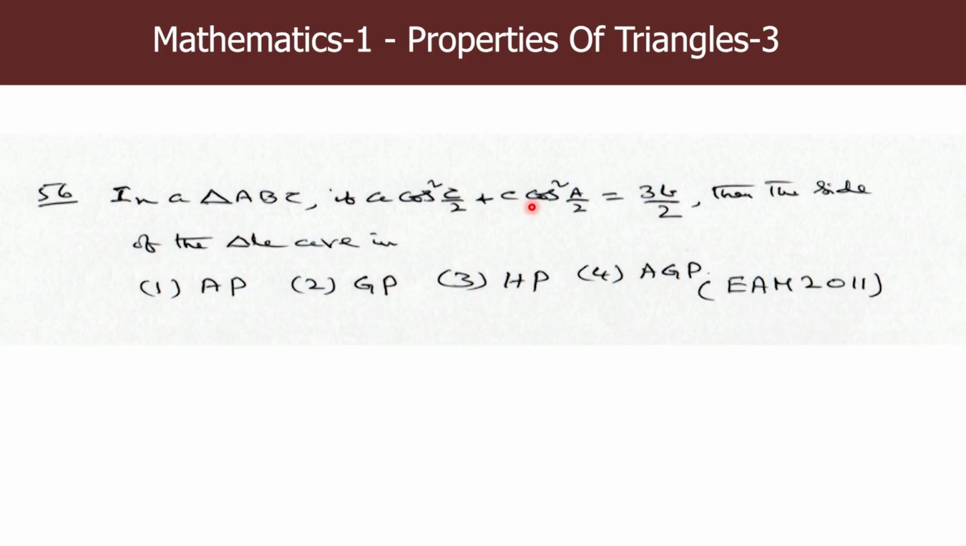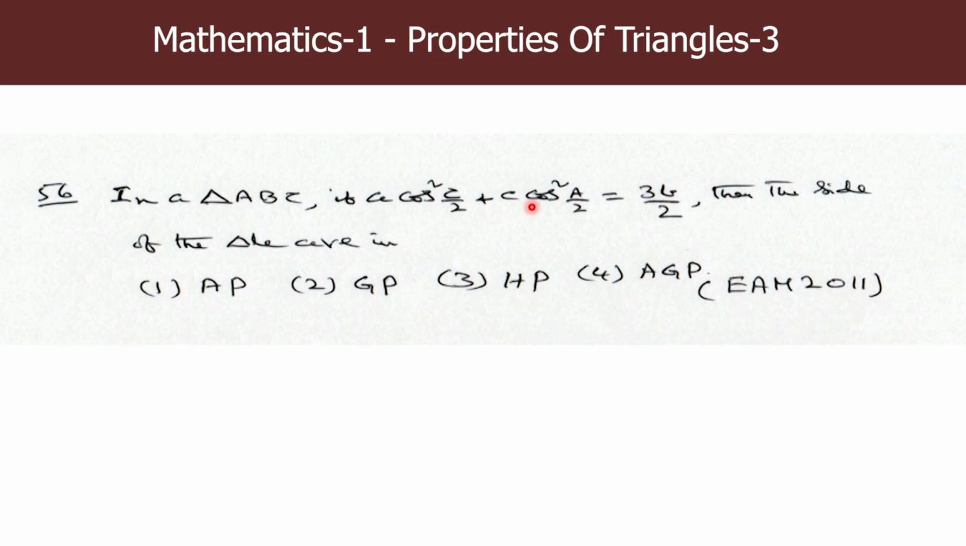56. In a triangle ABC, if a cos square C by 2 plus c cos square A by 2 is equal to 3b by 2, then the sides of the triangle are in: 1 AP, 2 GP, 3 HP, 4 AGP. The AGP means arithmetico-geometric progression. This was asked in EAPCET 2011.